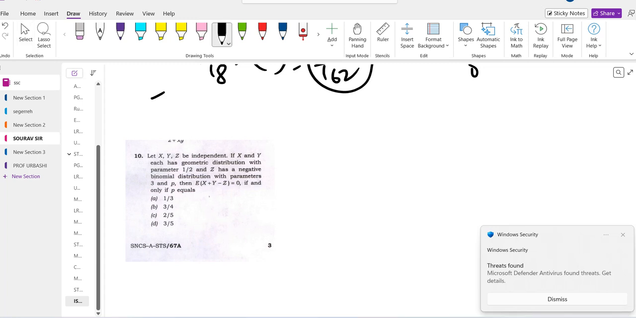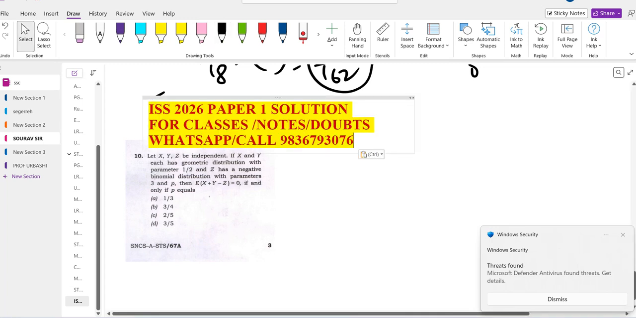So let's get started. Here we have a question with respect to x, 1, y, which follow the geometric distribution. Negative binomial distribution is also there. So it's not about the probability mass function. It's about the expectation of the standard distribution.